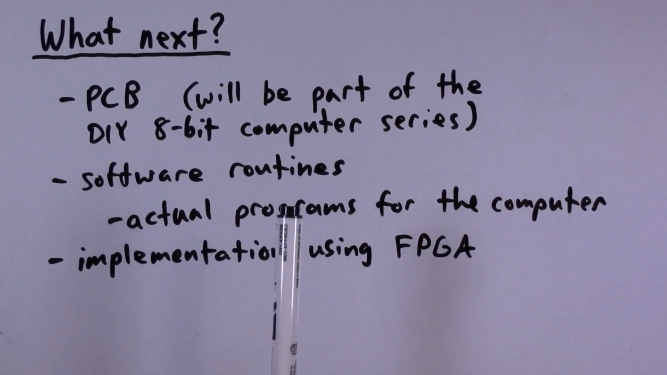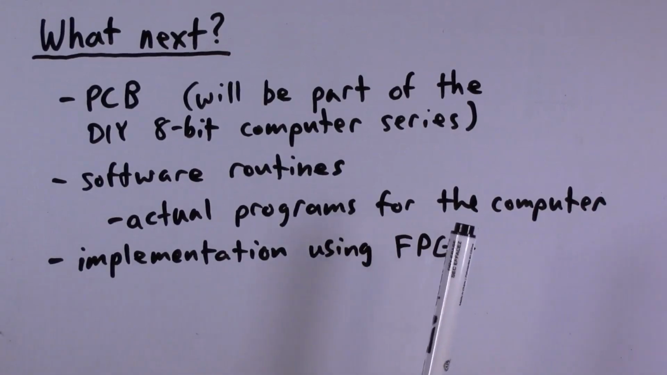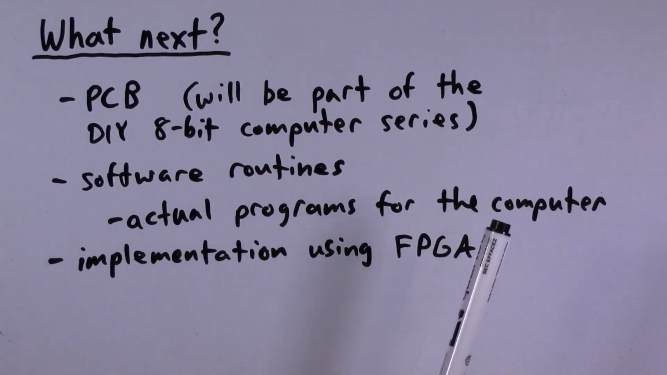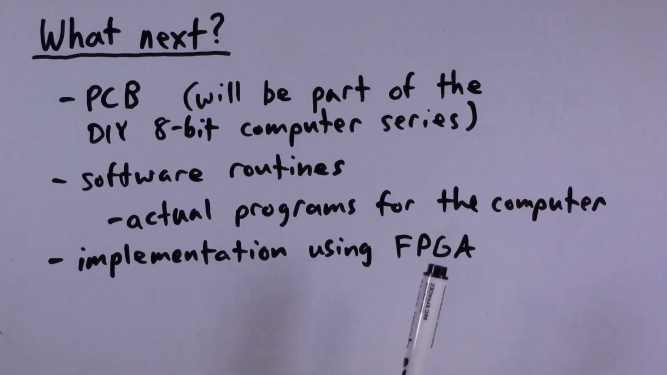I am going to continue to work on the software routines, and given that we now have basically all of the major hardware components of this 8-bit computer system in a working form, it might be time to start writing some actual programs for this computer system. And I would also like to return to FPGAs and do a version of this display controller in an FPGA. Given that I know that I have a design that works, I think the time might be right to do that.